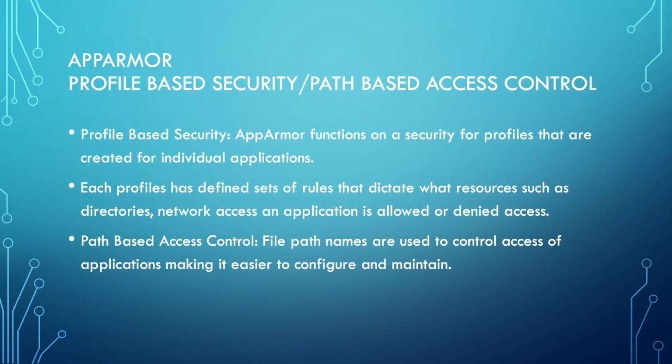Now, the profile-based security system of AppArmor functions through profiles that are created for each individual application. The set of rules for those applications will dictate what resources, directories, network access, and applications they're allowed to access or denied access to. Now, the path-based access control system is based on file path names and is used to control the access of applications, making it easier to configure and maintain.